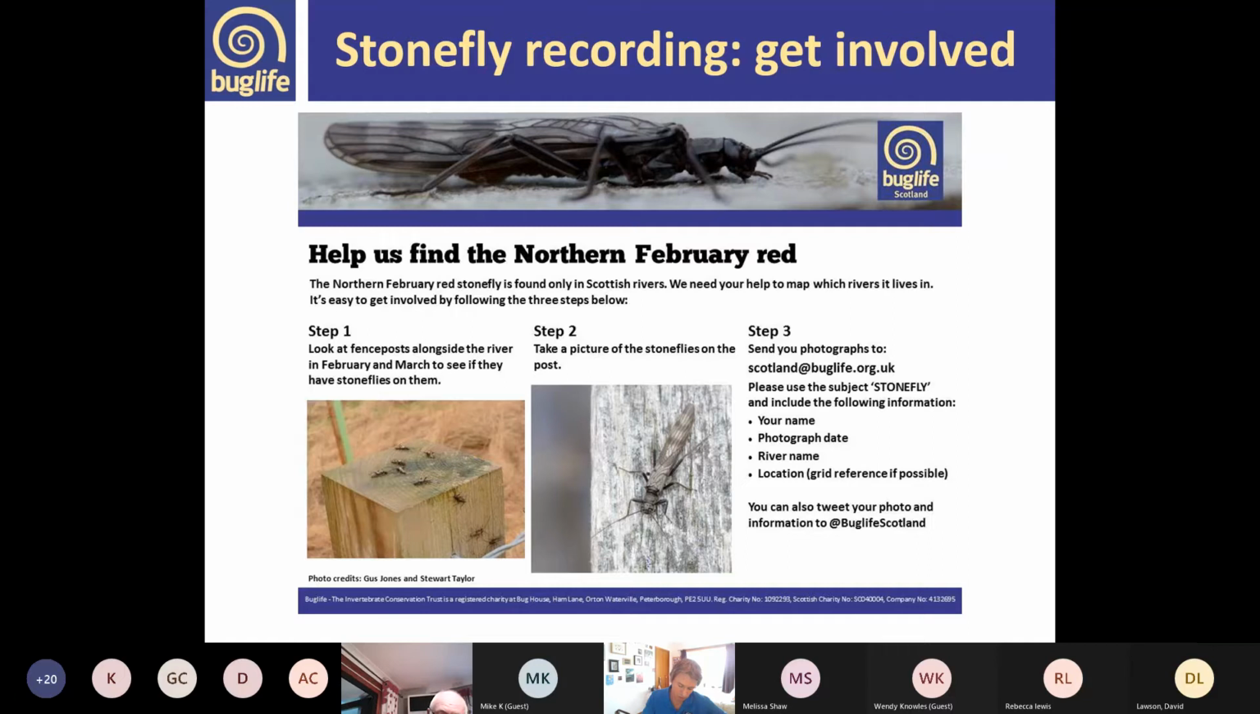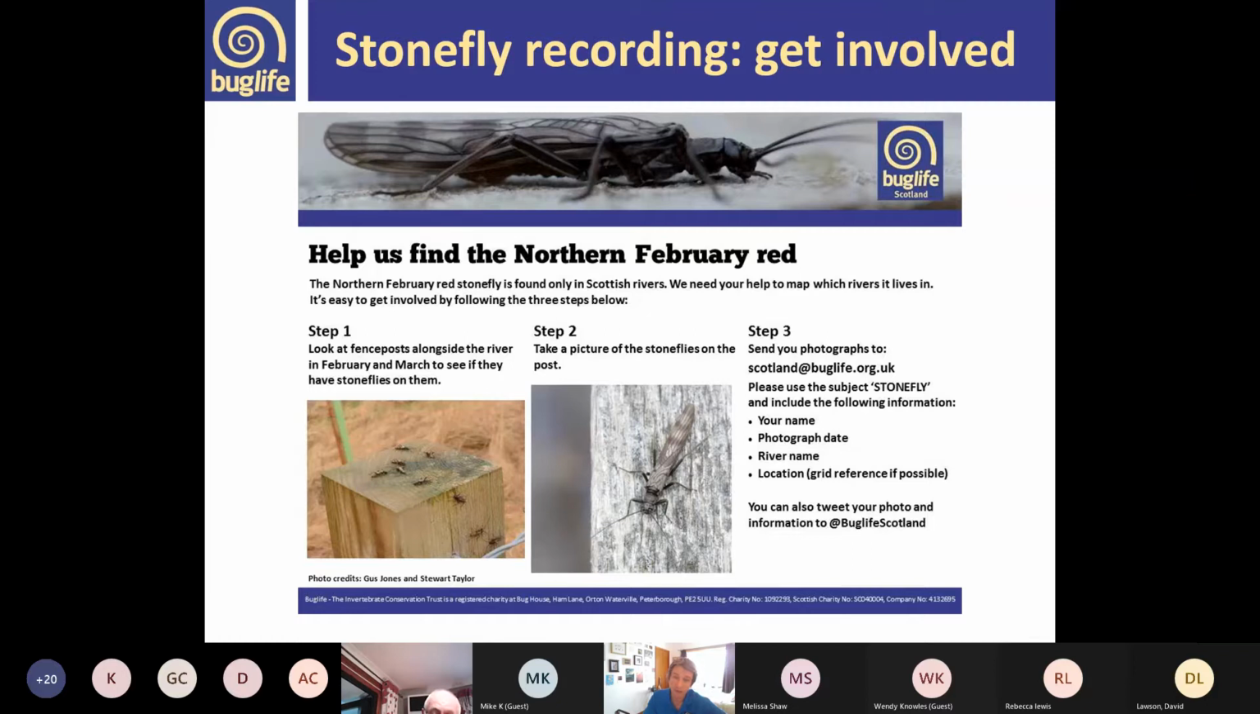scotland@buglife.org.uk. Please include the subject stonefly, your name, the photo date, the name of the river, and preferably the location in grid reference form if possible, or a dot on a map, or, you know, as close to being accurate as possible would be very useful. Alternatively, you can tweet at Buglife Scotland with all the relevant information there as well.